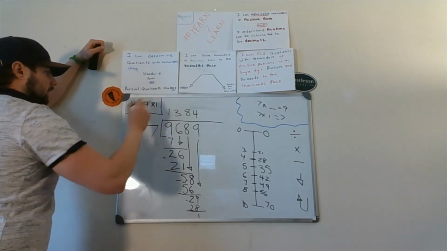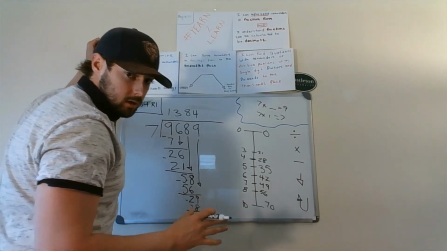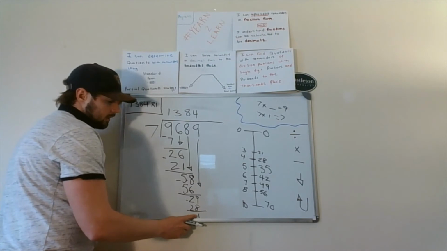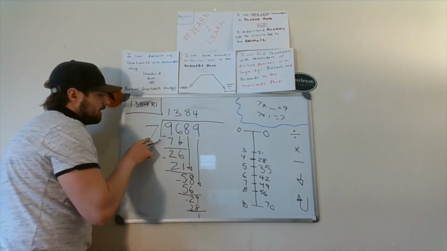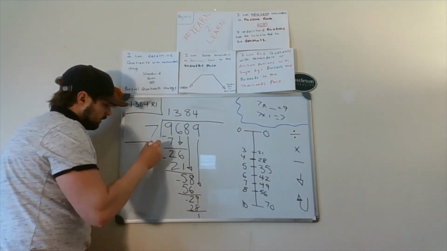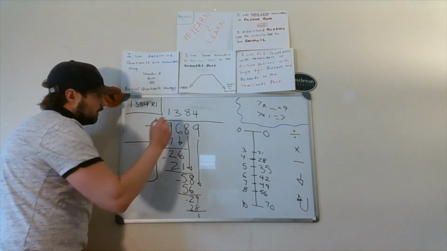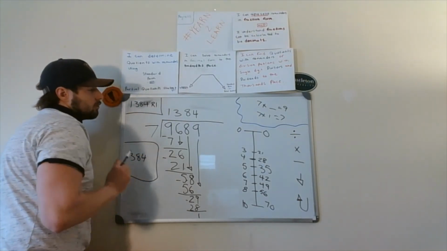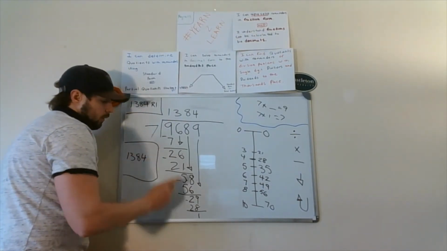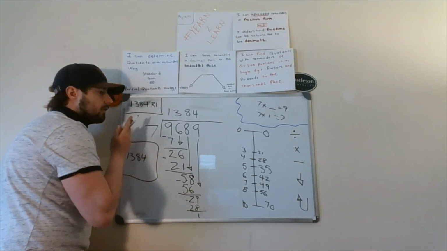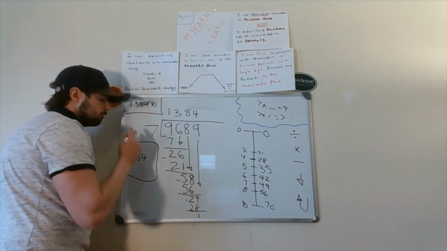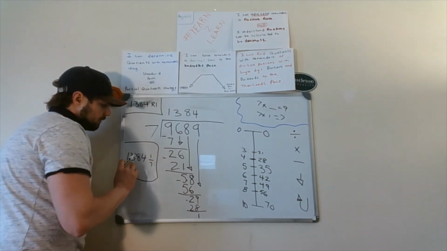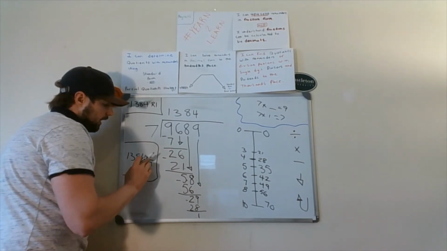Guys, what would the fraction remainder be in this case? If I have a 1 as my remainder and a 7 as my divisor. Think about it. 1,384, but what would be our fraction remainder? Would it be 7 over 1 or 1 over 7? It would be 1 over 7. 1,384 and 1/7.